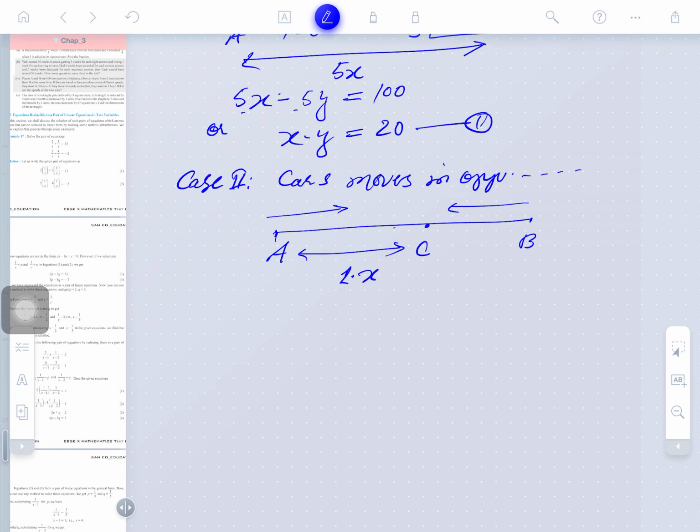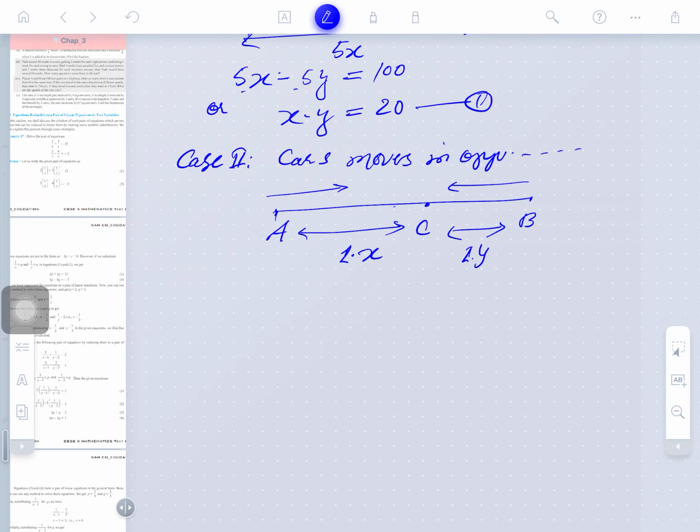It means the distance in 1 hour is 1 into x. The distance in 1 hour is 1 into y. Clear? So what is the total distance? x plus y. The distance traveled by both is 100 in that one hour. Clear? x minus y is equal to 20, x plus y is equal to 100. The two equations are before you.